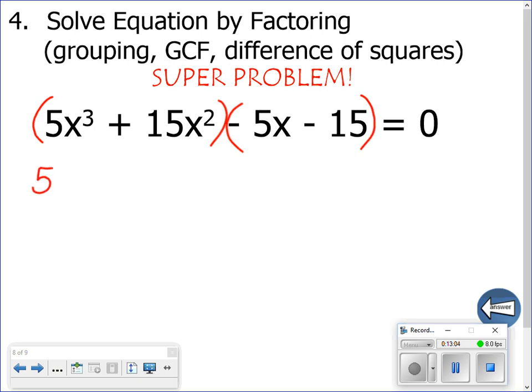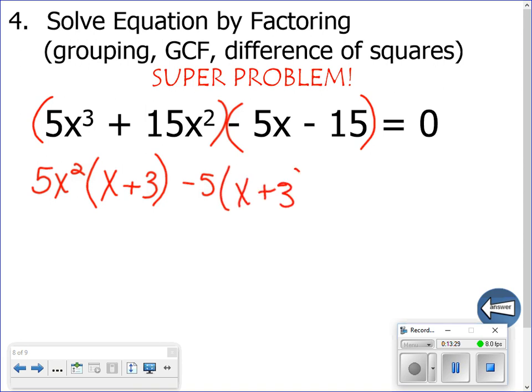In the first one, I can pull out a 5x squared, which leaves me with x plus 3. In the second one, I can pull out a negative 5 from both, which leaves you with x plus 3. And so I have 5x squared minus 5 times x plus 3. Those are my 2 factors.